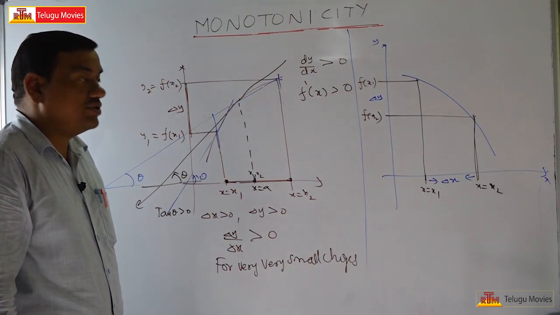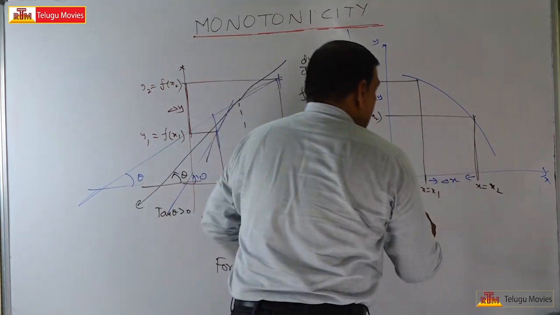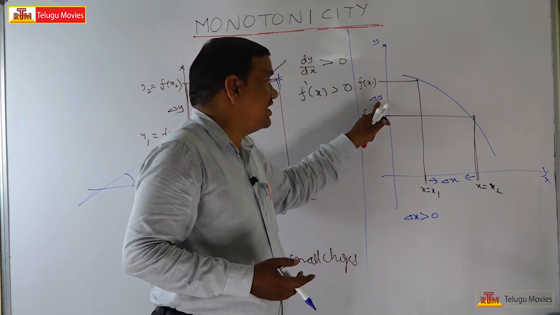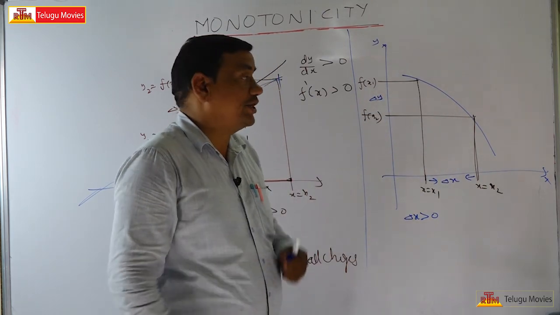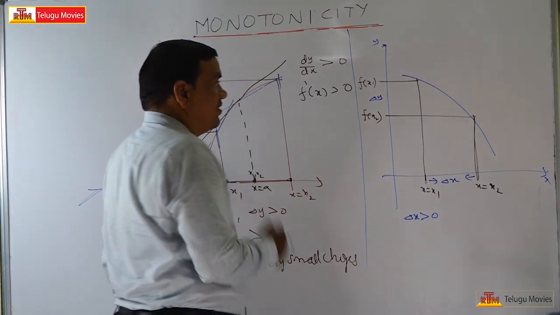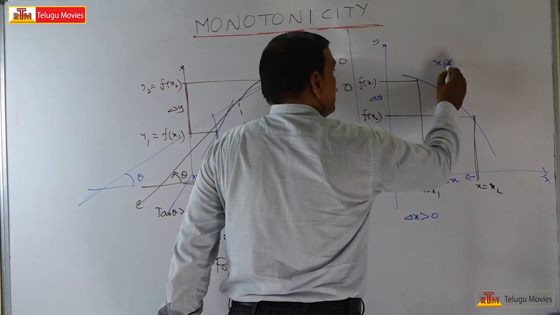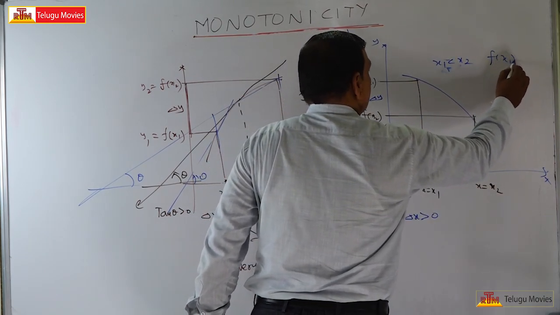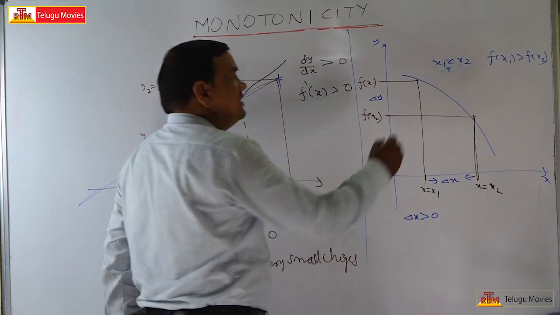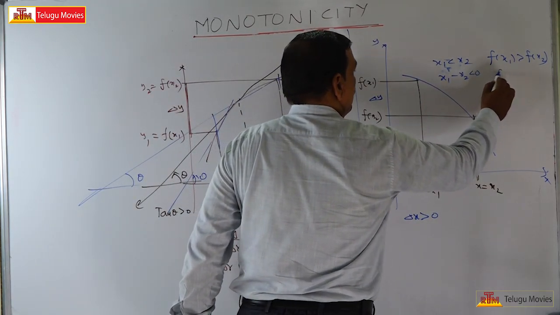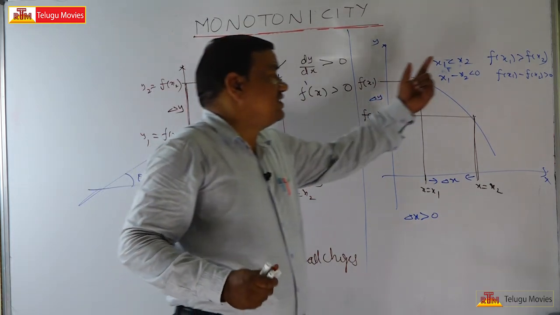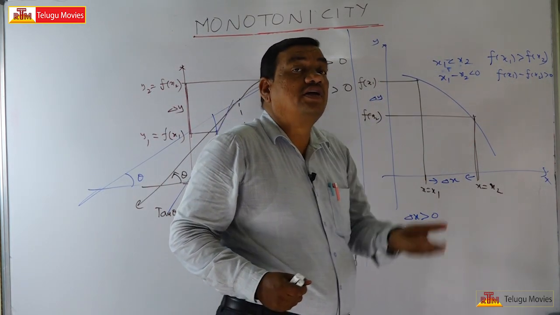So if you observe, for a decreasing function, if delta x is greater than 0, the rate of change of delta y with respect to x will be negative. Here, this is f of x1 and this is f of x2. For example, x1 is less than x2, but f of x1 is greater than f of x2. That means x1 minus x2 is less than 0, and f of x1 minus f of x2 is greater than 0. That means if the change in x is negative, the change in the y coordinates is positive.